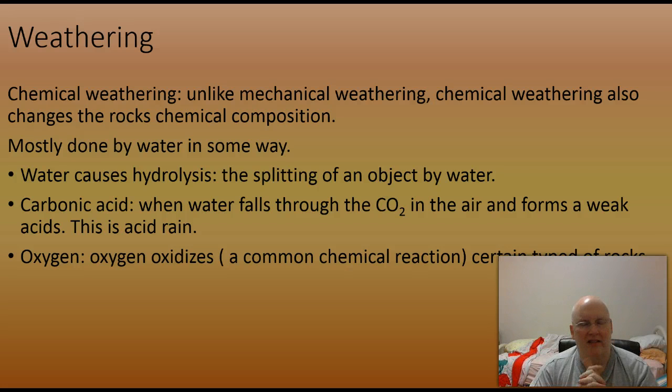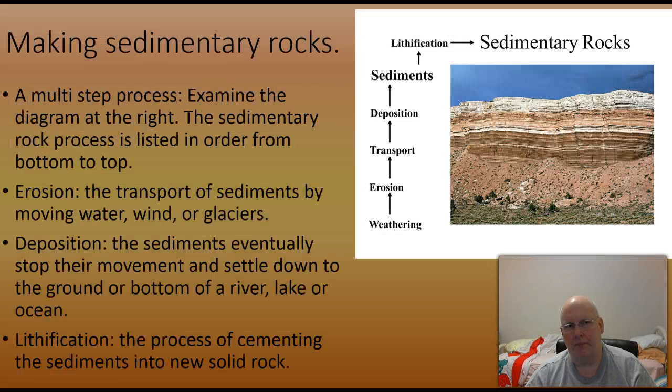The best kind of oxidizing I can explain to you is rusting. So when a piece of iron, like an iron nail, stays wet and exposed to oxygen, it turns that rusty color. That's called iron oxide. So there's certain kinds of rocks that contain iron mostly, that can be chemically weathered by oxidation. Oxidation, by the way, or oxidizing, is a very common chemical reaction that you'll learn about a couple of years in chemistry class.